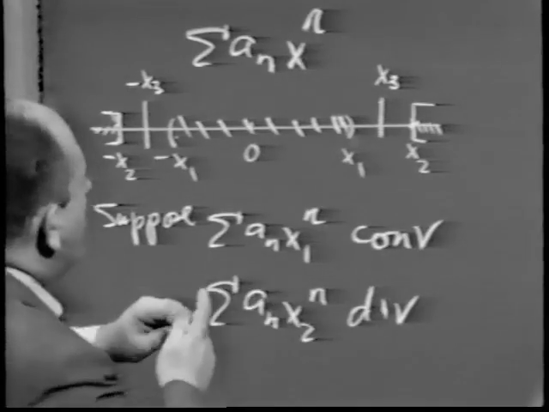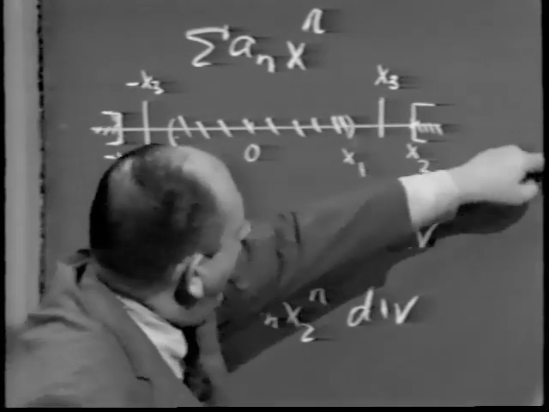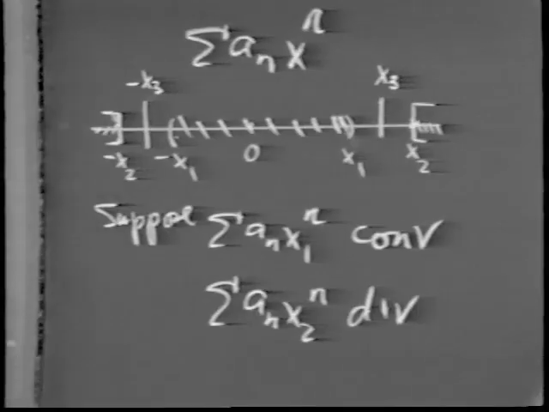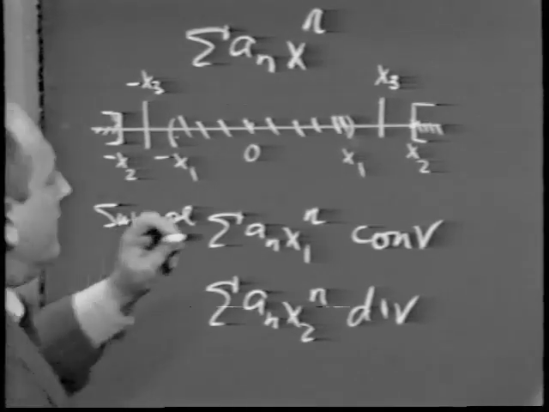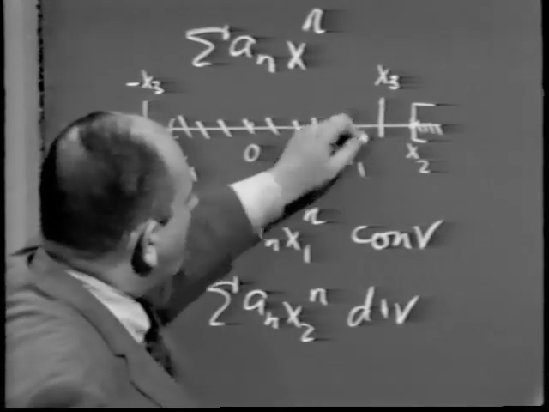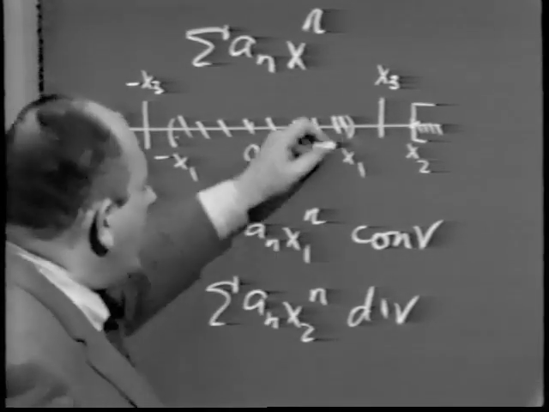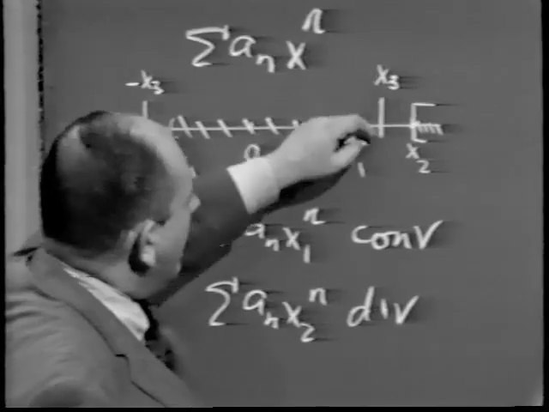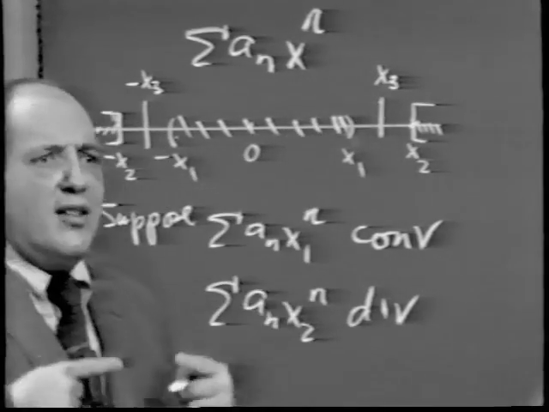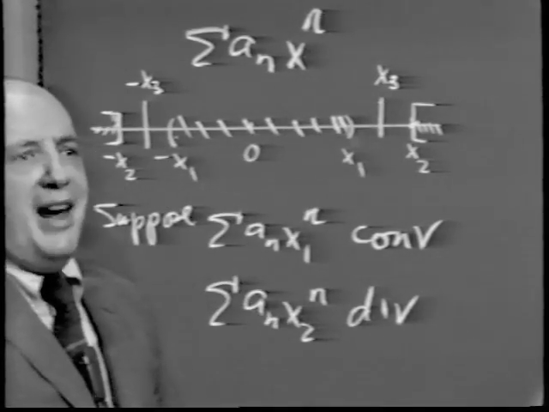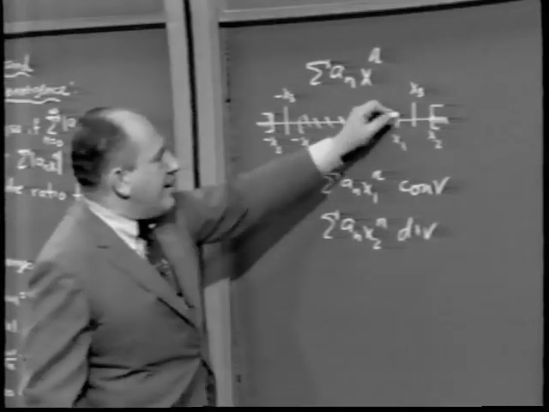If it diverges, we know that from x3 out and minus x3 out, the series diverges. In any event, each time we perform this operation, we cut the remaining space down. And we can keep on going this way, and you see what you're doing is you're zeroing in on this number that we called capital M before. You see, it's just a series of refinements.